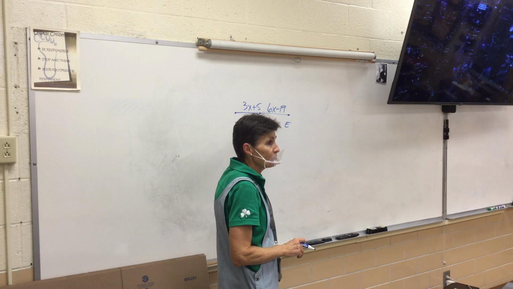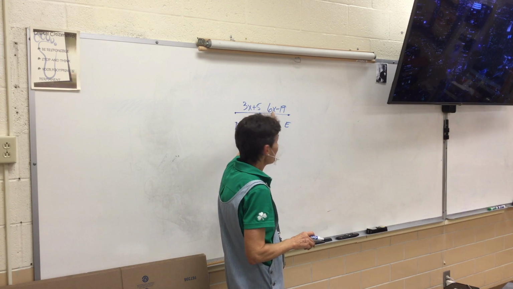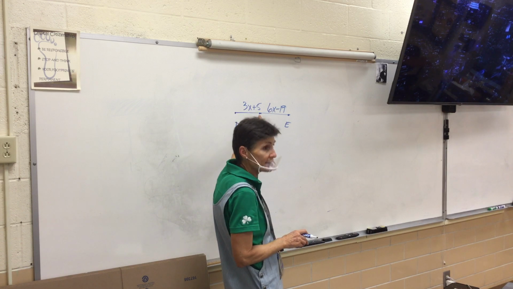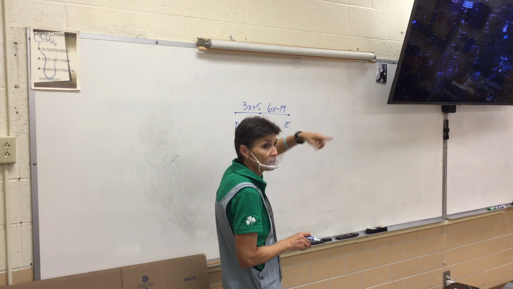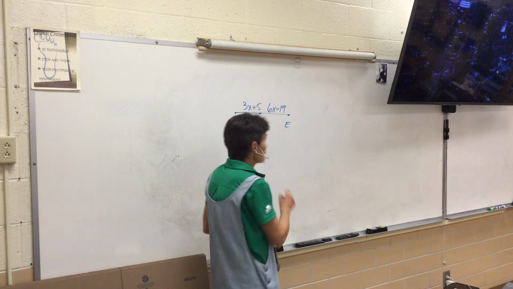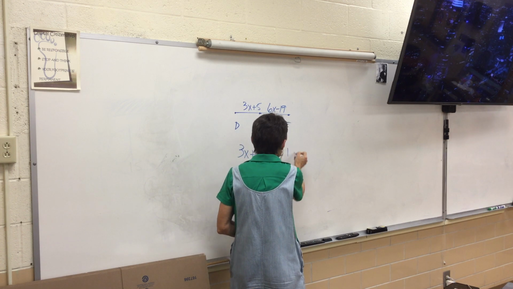What does it mean to be the midpoint? In the middle. Which means what about these two pieces? If this is right in the middle, what does that tell you about these? Patrick? They're equal. So that's your equation: 3x plus 5 equals 6x minus 19.